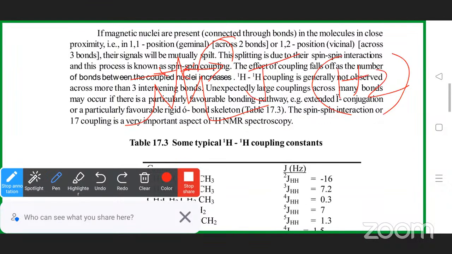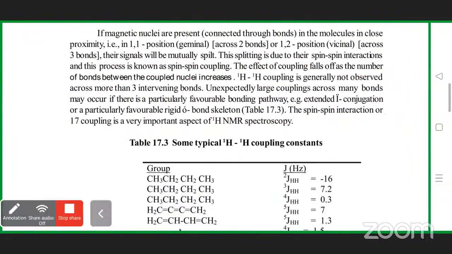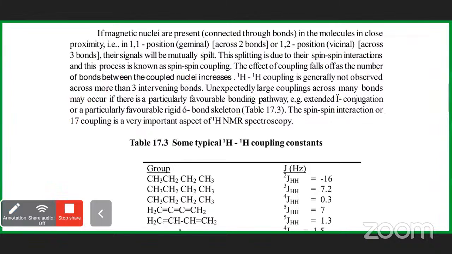And delta is the chemical shift value. For this chemical shift also the units are hertz. And for the J coupling constant also the units are hertz. The coupling constant is nothing but the separation of signals. The separation of signals is called the coupling constant, the gap between the signals.